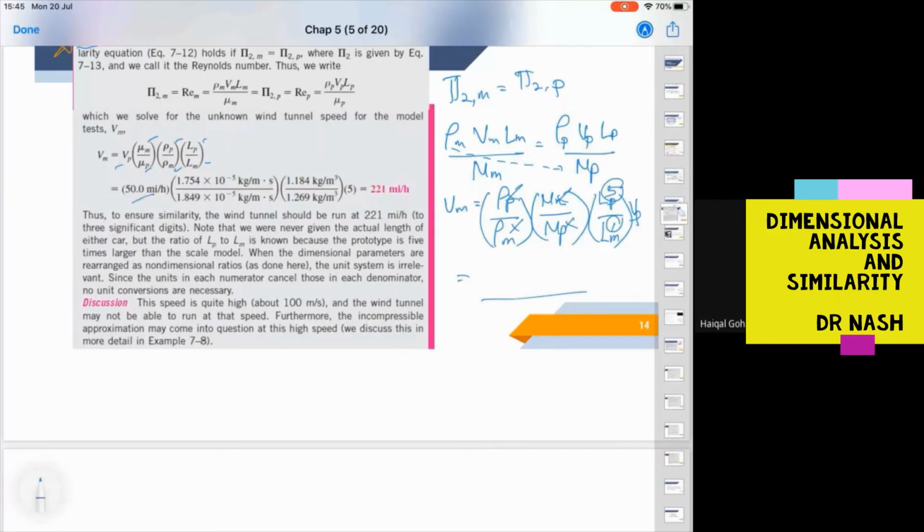Maybe some of you will ask, 50 miles per hour, should we change it to the SI unit? Yeah, you could change to SI unit as well. No problem. But if you look at the velocity of air in the wind tunnel, the engineer should run at the speed of air in the wind tunnel at 221 miles per hour. Is so fast. Kan? Thus, to ensure similarity, the wind tunnel should be run at 221 miles per hour. Okay. Alright. Any question?